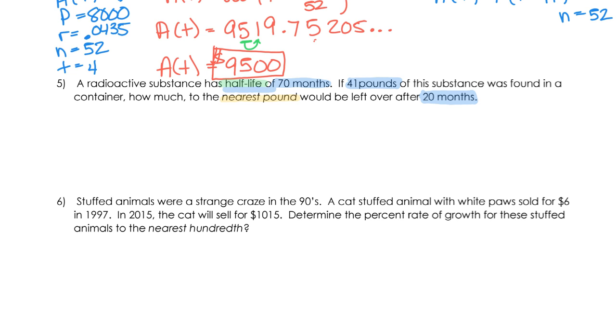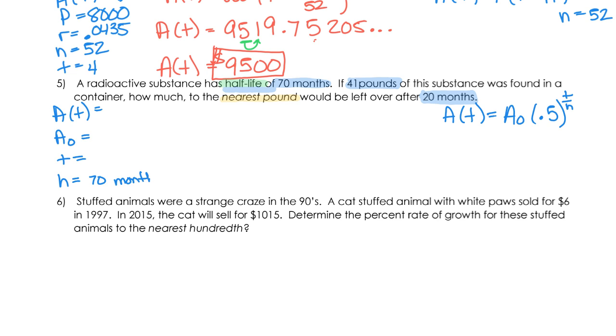Okay. So our half-life formula is A of T equals A sub 0 times 0.5 raised to the T divided by H. Okay. We're going to go ahead and say A of t, A sub 0, T, and H. Okay. All right, so it says a radioactive substance has a half-life of 70 months. So our H is our 70 months.